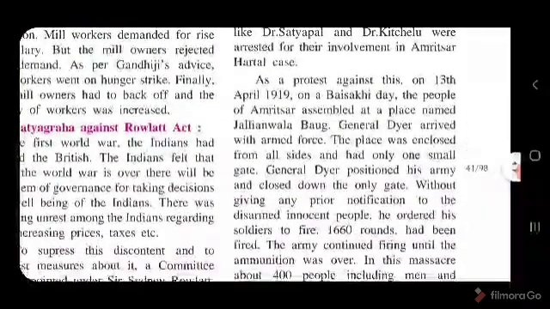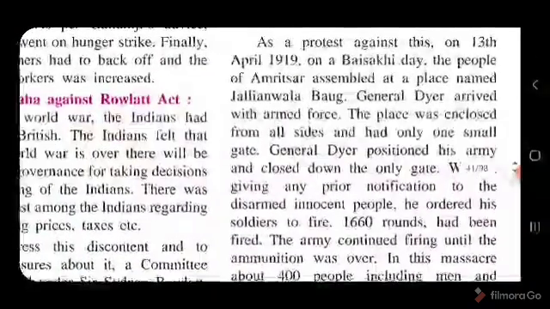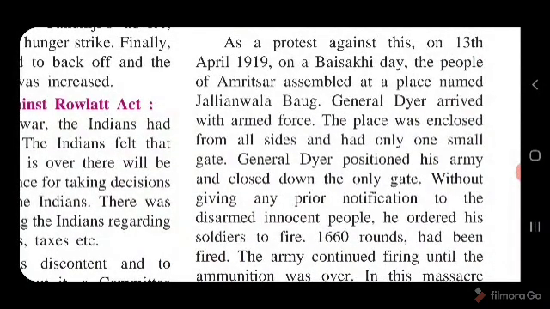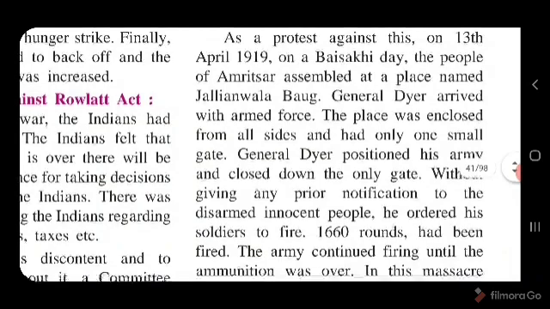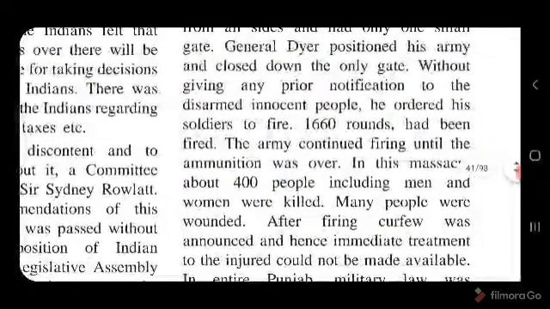As a protest against these arrests, on 13th April 1919, on Baisakhi day, Baisakhi being a festival, the people of Amritsar assembled at the place named Jallianwala Bagh. General Dyer arrived with an armed force. The place was enclosed from all sides and had only one small gate. General Dyer positioned his army and closed down the only small gate.